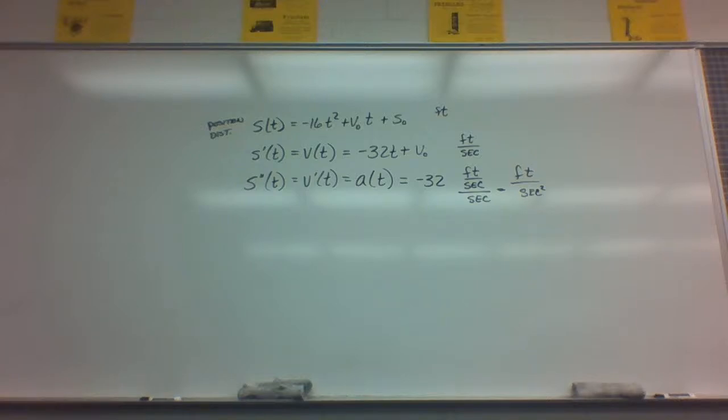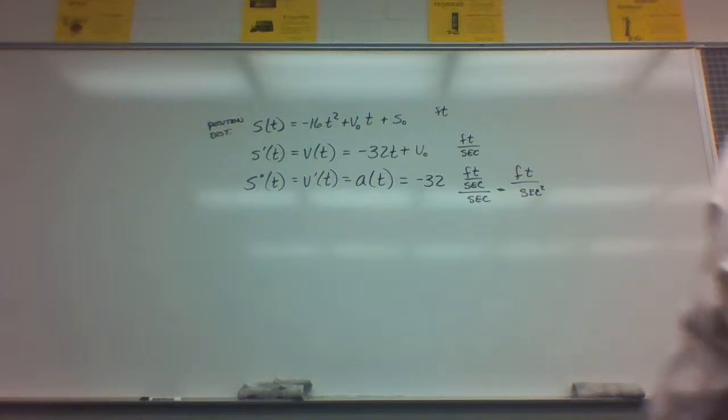Example 4. A dynamite blast propels a heavy rock straight up with a launch velocity of 160 feet per second, which is about 109 miles an hour. That's cruising. It reaches a height of, and notice how they put this, they don't say S of t, but it is S. S equals 160t minus 16t squared. So they've got the terms backwards, but they've got what we need.